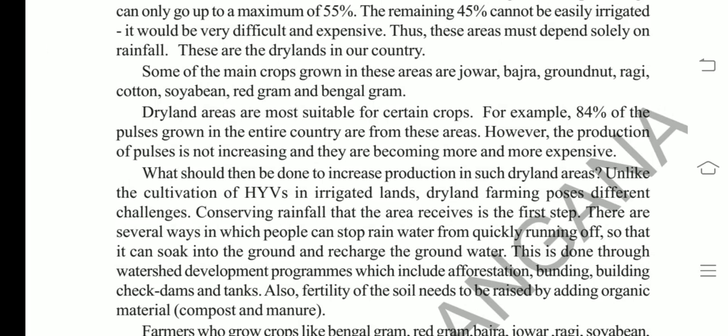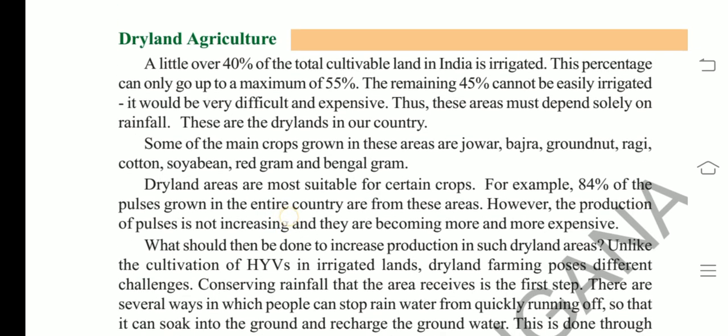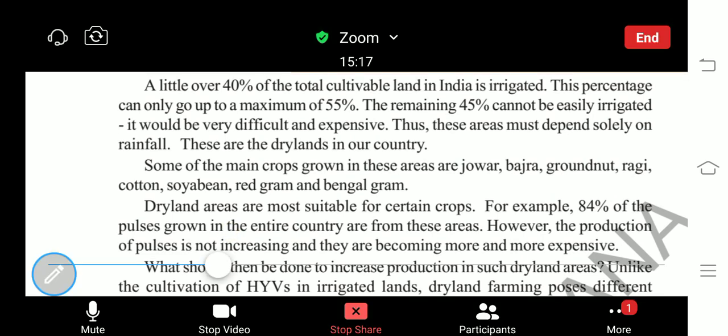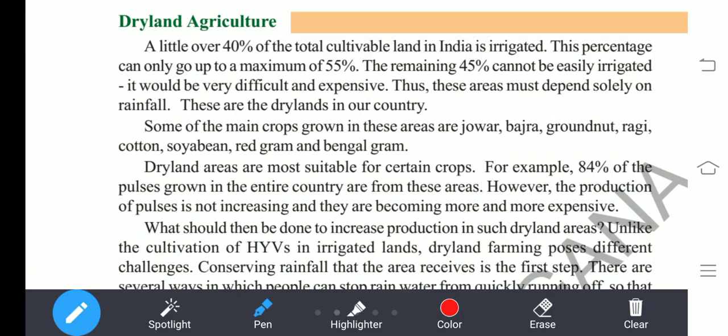Agriculture is different from the irrigated area. In our India, total agriculture land is divided into two types. One is dryland agriculture, second one is irrigated area. Understand? Irrigated area, dryland area. What is irrigated area?